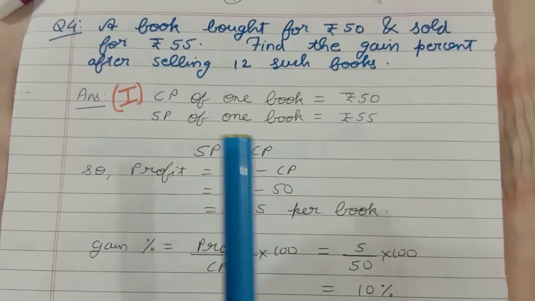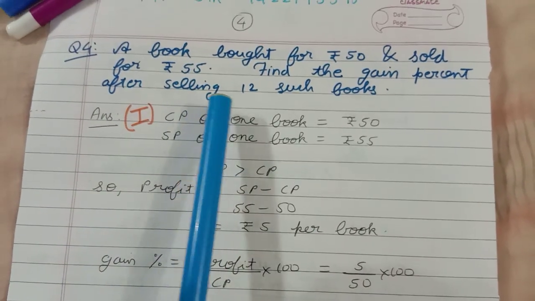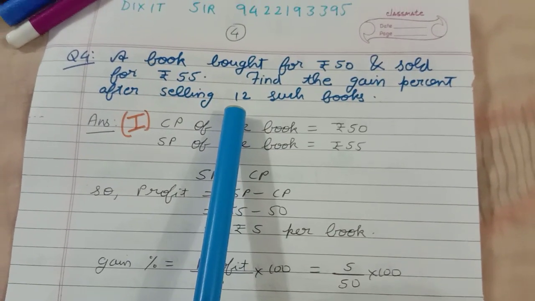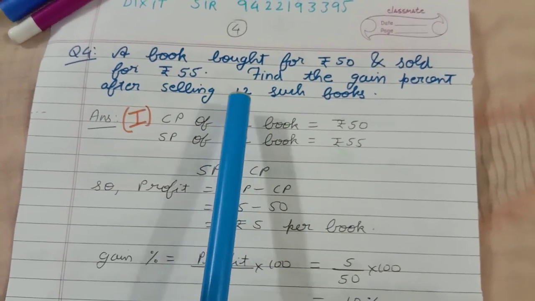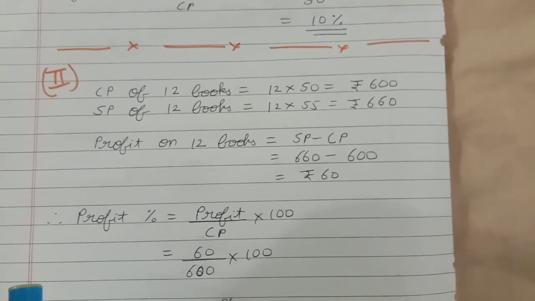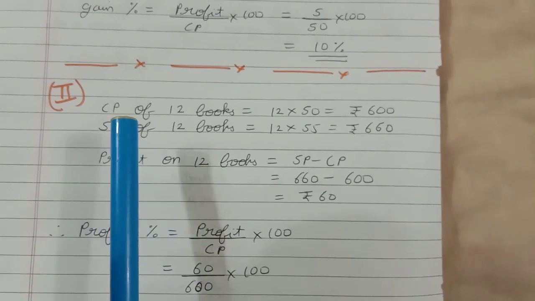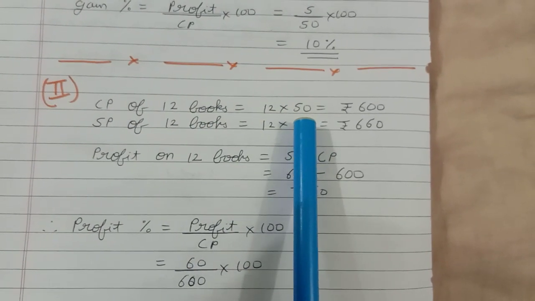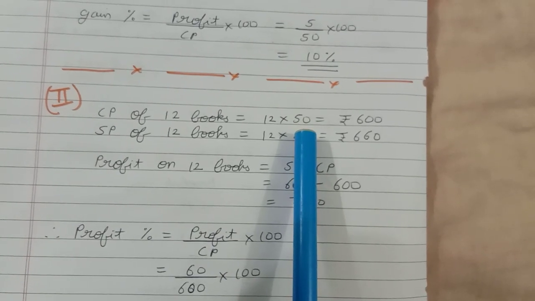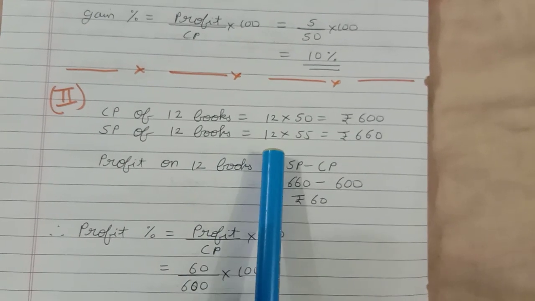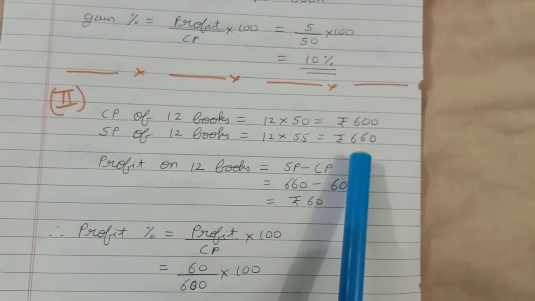Now in this particular way of solving, I haven't even noticed that he sold 12 such books. Fine. Now if you want to go by this way, considering how many books he sold, let us go by method 2, but still you will get the same answer. See, cost price of 12 books is equal to 12 into 50, because 50 was the cost price of one book. So the answer is 600. Selling price of 12 books is 12 into 55, so it is 660.